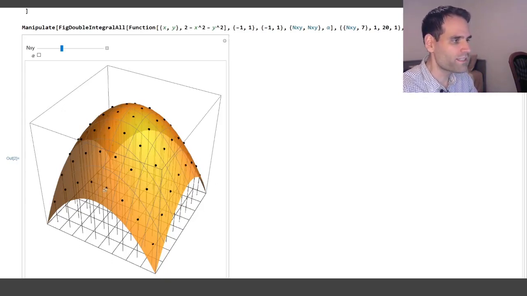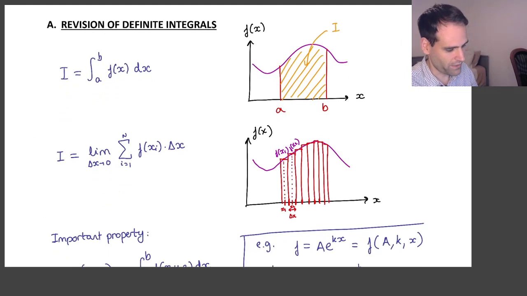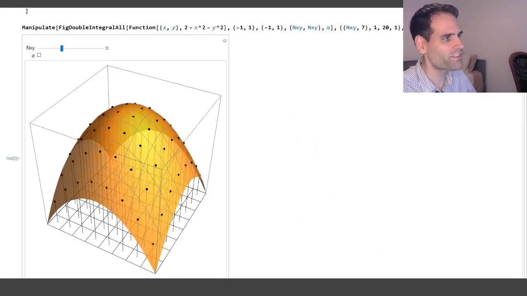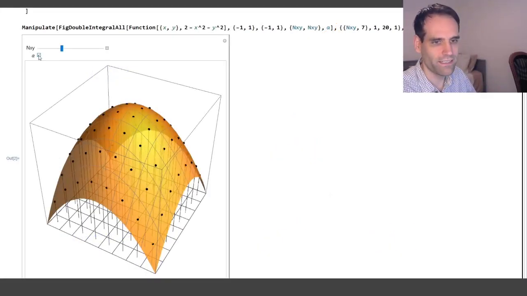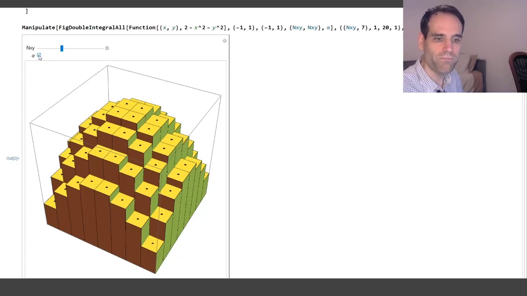So now what we do is, similarly to how in the one-dimensional case we divided the region into these intervals, and then we did rectangles here. So now in 3 dimensions we are going to do something similar, and let me activate it. This is what we do.